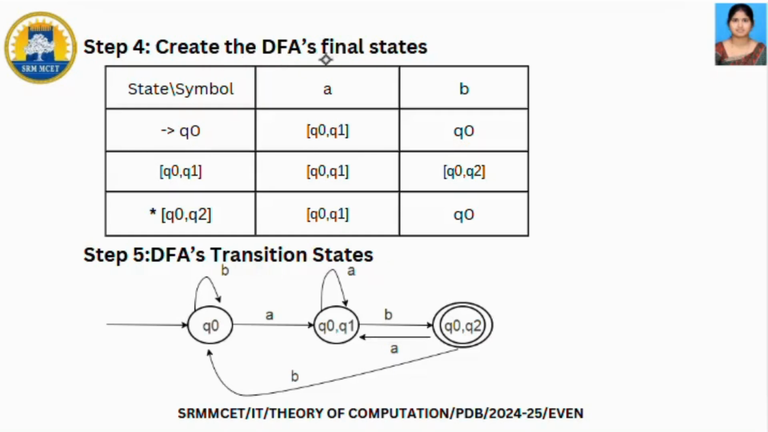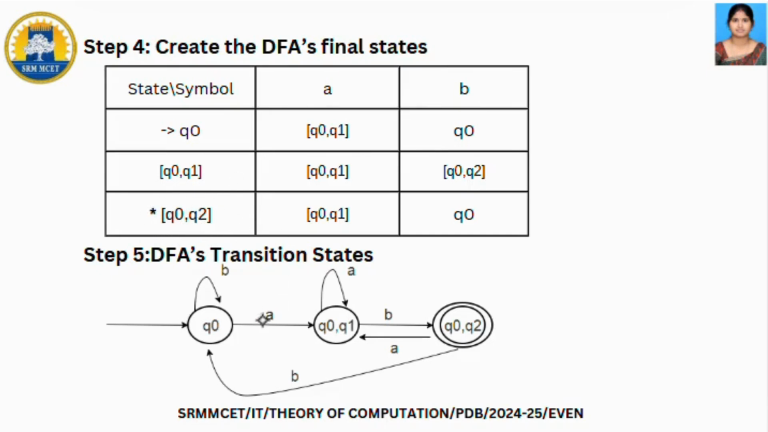Step number 4: create all the DFA's final states with the transition table. Here we have q0, q0 q1, and q0 q2, which we got as the new states, and we have the transition table which we got for the DFA. Now we have to find the final state. In the NFA diagram, Q2 is mentioned as the final state. So the states where Q2 occurs will be considered final states. In this transition table, only Q0 comma Q2 contains Q2, so we consider the Q0 Q2 combination as a final state.